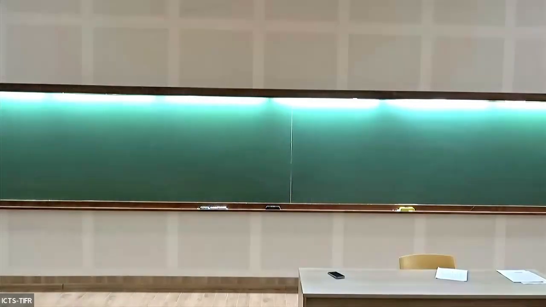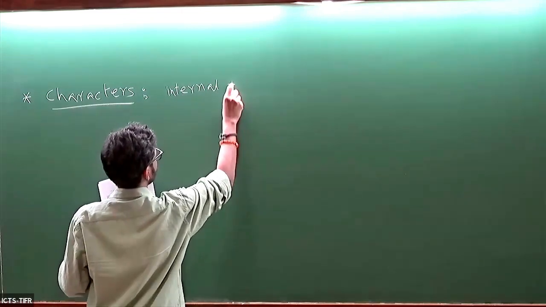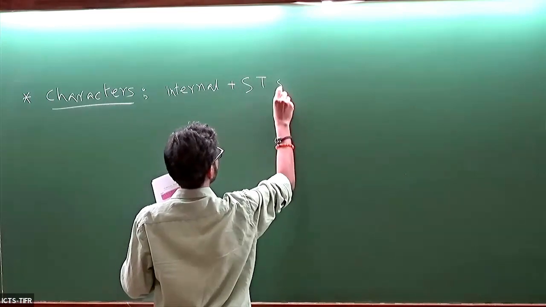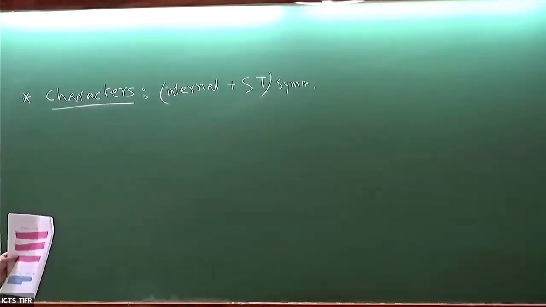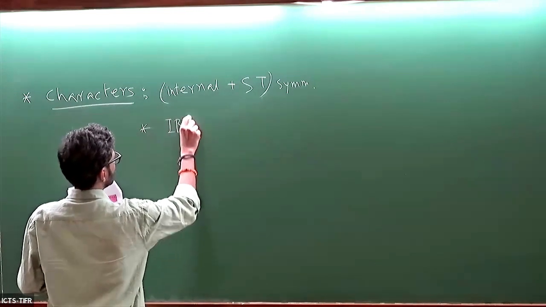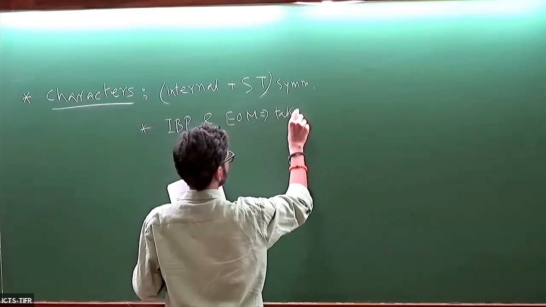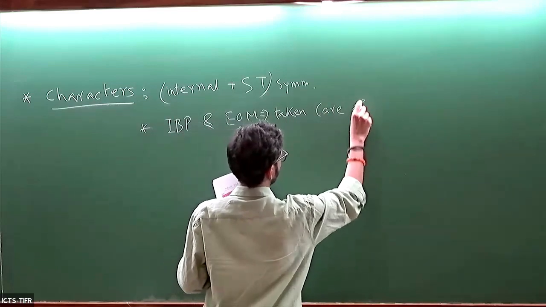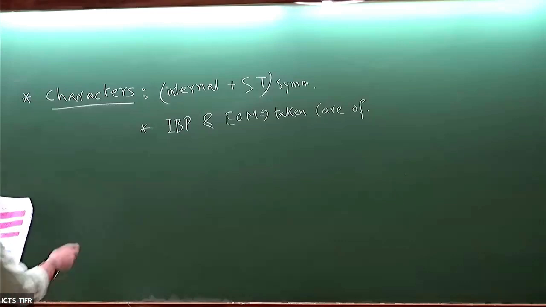So we know how to calculate characters for my internal plus space-time symmetry, right? And then IBP and equation of motion are taken care of. Okay, so now we are ready to write down the plethystics.